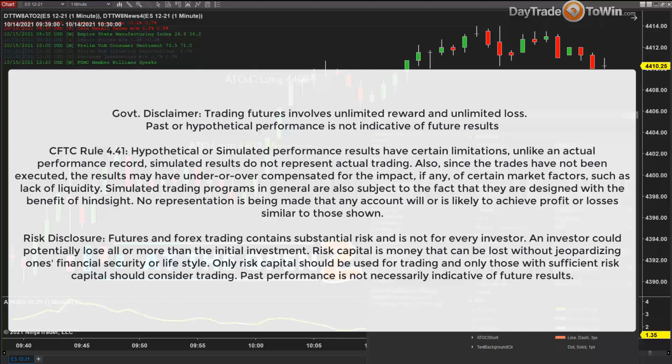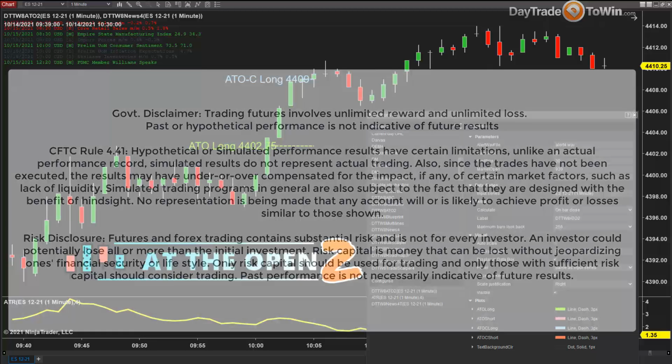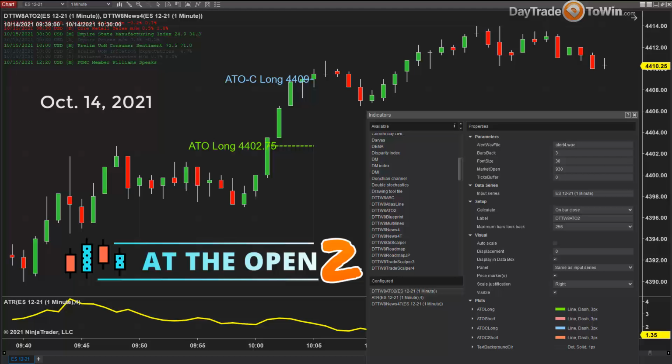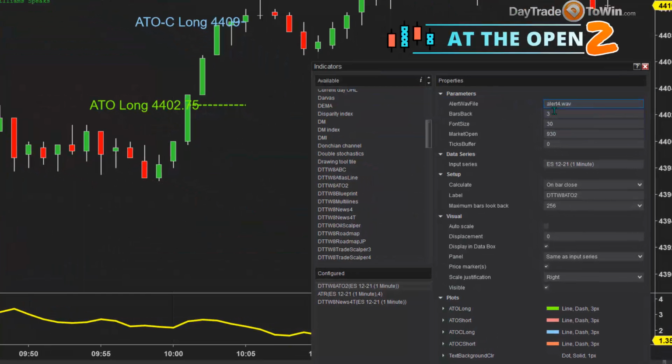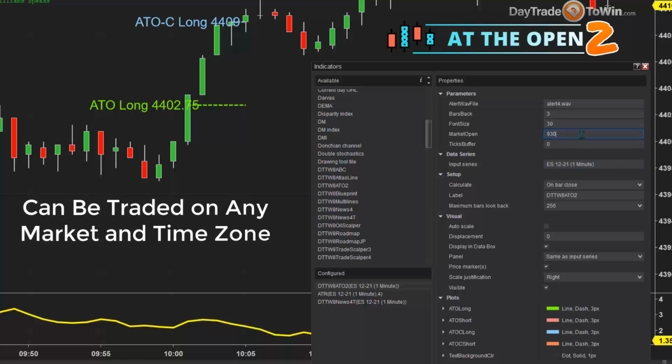Use stops when trading. So what you're looking at here today, October 14th, are two signals to go long. And the back end of the software, the parameters are very simple. You can have a sound file for an alert. You can dictate how small or large you want the text. The market open time is in your time zone. If you're living in the New York time zone like I am, then the market open for the E-mini is 9:30. If you live out on the West Coast, California, Oregon, Washington, you would have to adjust that to 6:30.